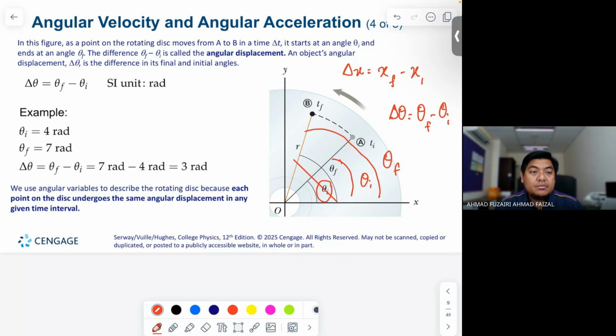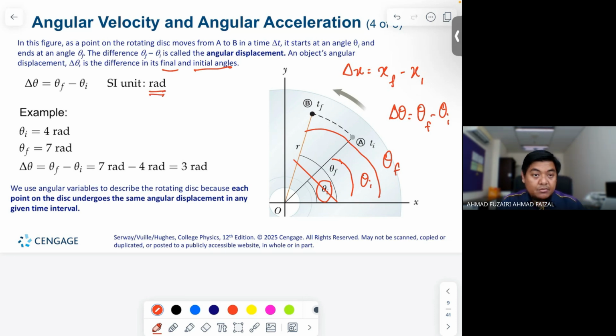And an object's angular displacement is the difference between its final and initial angles. We don't say position anymore, because the position is related to the angle, since now the movement is because of the rotation. So you cannot easily say it is the same as a linear motion. Of course, it can relate to the linear motion, but it is not the same. The SI unit for delta theta is radian.